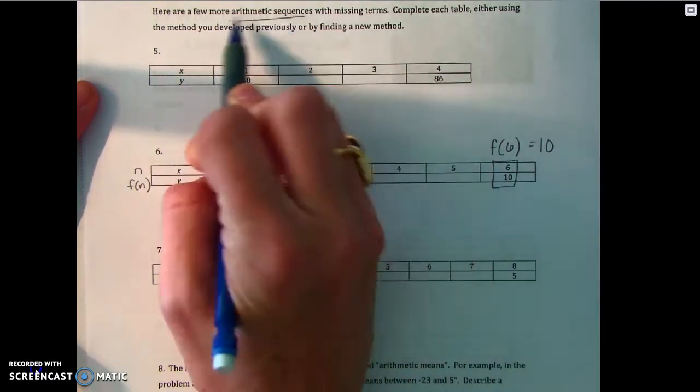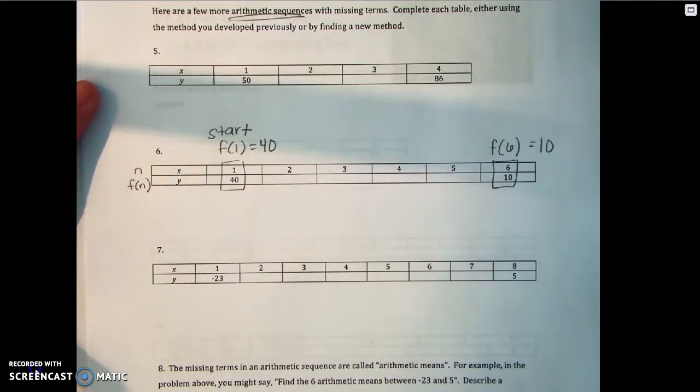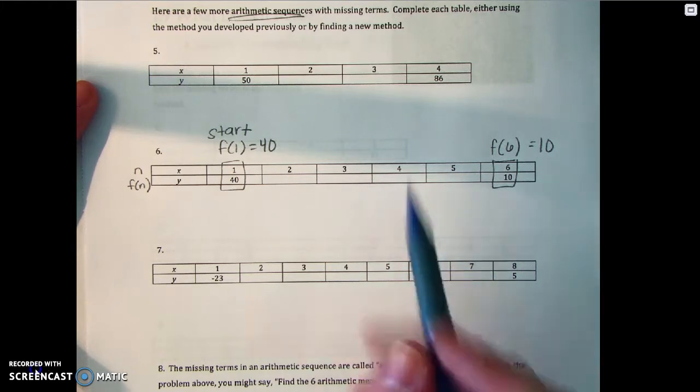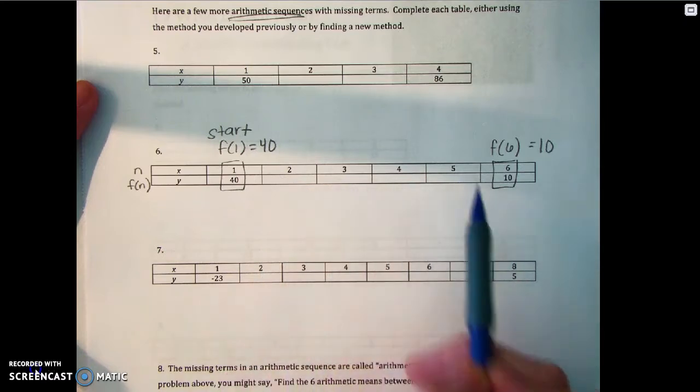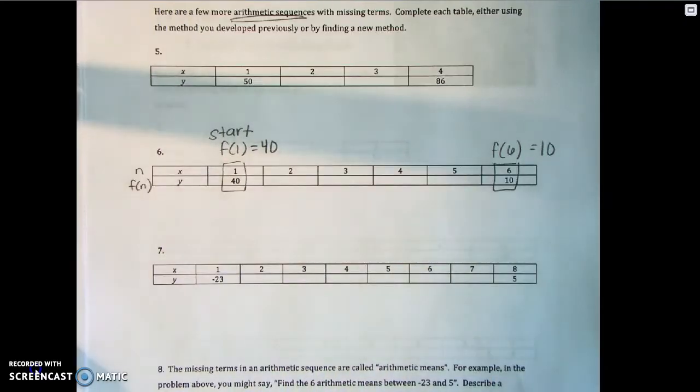We know that it's an arithmetic sequence, which means that there's going to be a common difference, which means that we're going to be adding either a positive or a negative number to get from one term to the next. And we want to figure out what that positive or negative number is. So one way to think about it would be to set up an equation to find the common difference.